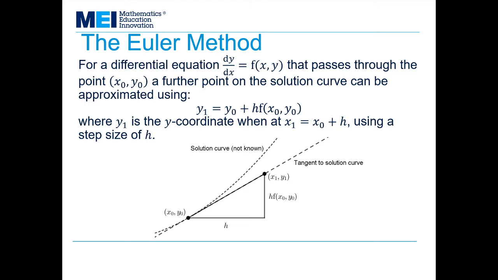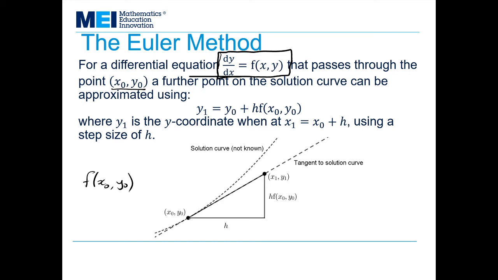So here we are. Let's imagine that we had this differential equation dy by dx equals f of x, y. dy by dx is some function of x and y. And we know that it passes through a point x0 and y0. What we want to do then is estimate a further point on the solution curve. We want to approximate where the curve might go next. So here's our point x0, y0. We know that at this point the gradient is given by f of x0, y0.